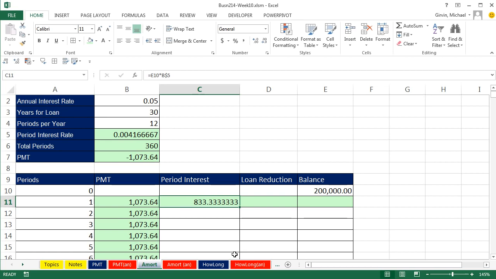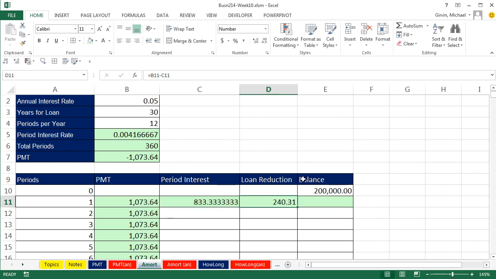All right, Control Enter. So for this first period, you sent in $1,073.64, and they took $833. That seems like a lot of interest. The reason why is because you owed them $200,000. A lot of money. As we go down the amortization table, the actual amount of the balance will get smaller and smaller. And that's why as you send in more and more payments, your interest will go down and your loan reduction will go up. So our loan reduction equals the PMT minus the period interest.